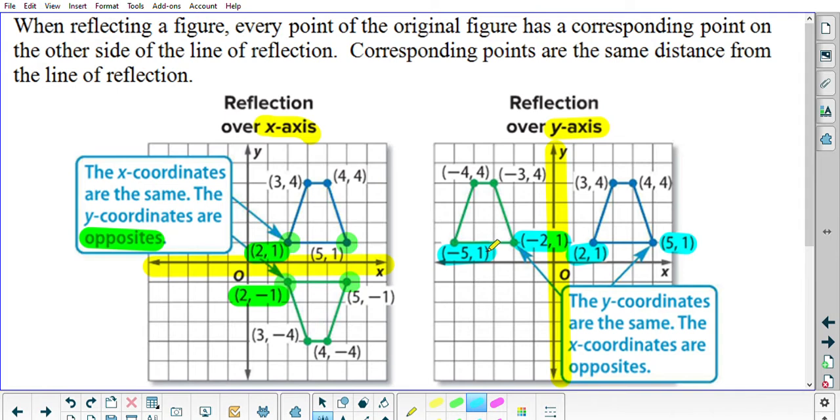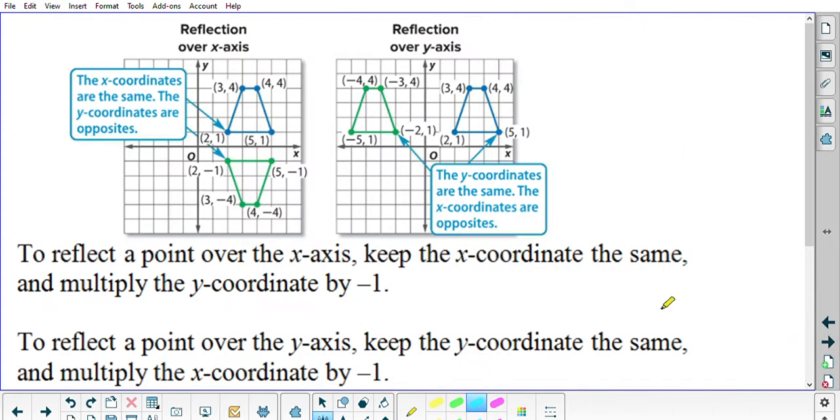So do you see what's happening here? The y-coordinates are the same, but now the x-coordinates are opposites of what they used to be. It used to be +2 for the x, now it's -2. It used to be +5 for the x, now it's -5 once I reflect it over the y-axis. Same thing over here. It used to be +3, now it's -3. So this is what happens when you reflect things over the y-axis.